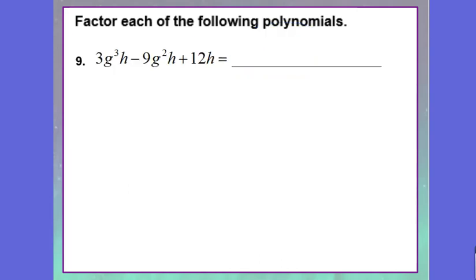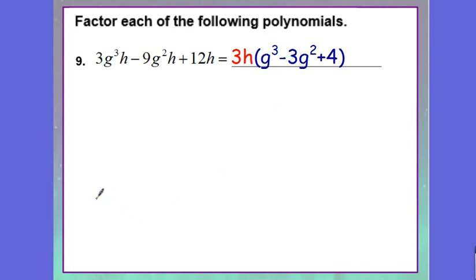Alright, in problem 9, do not get distracted. Build your GCF one piece at a time. First look for a number in common, then see how many g's are in common, and then see how many powers of h are in common. And then you worry about the rest. Give it a try, and then hit play to see the answer.